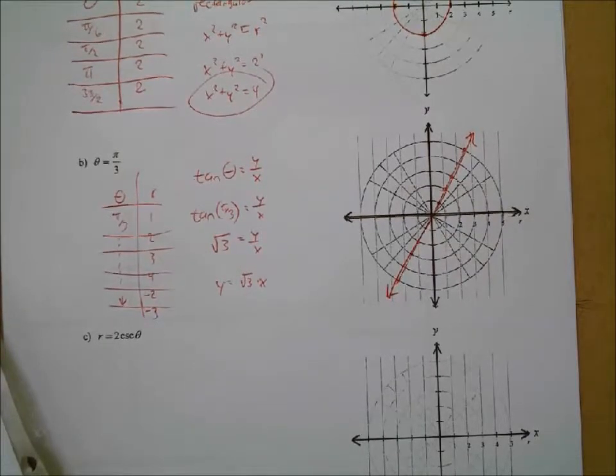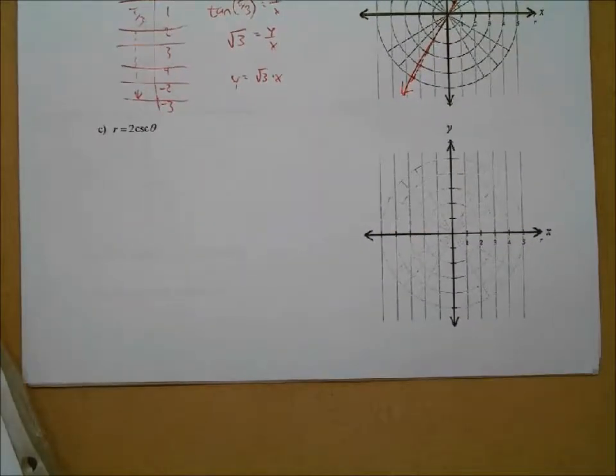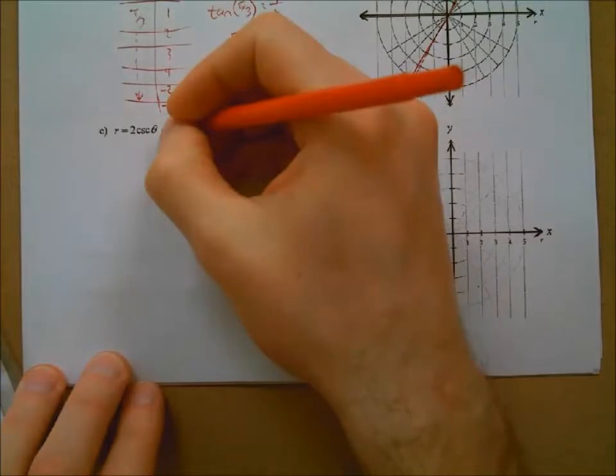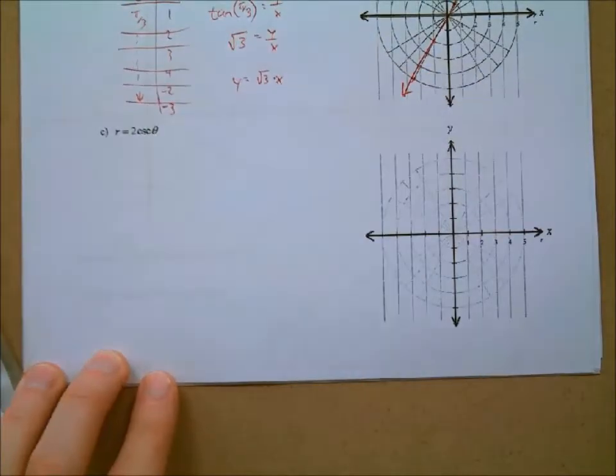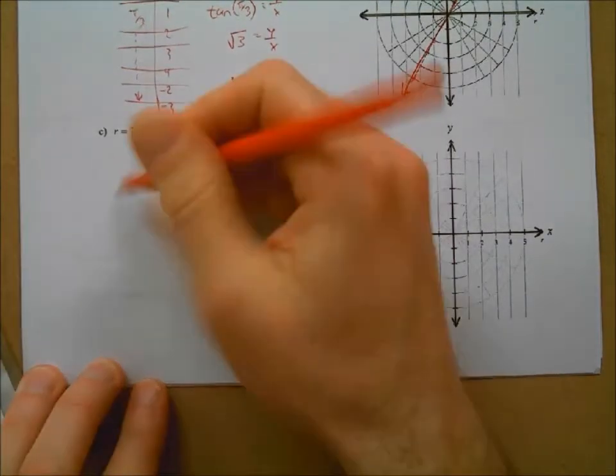All right, let's try another one. Continue the fun. 2 cosecant of theta equals... Now we have a relationship here that includes both r and theta in it. So again, we'll make a little table.